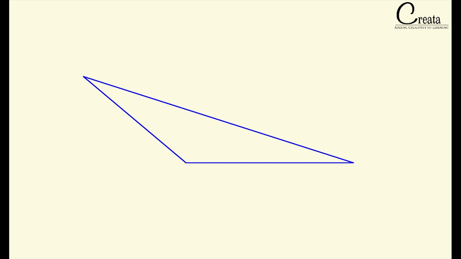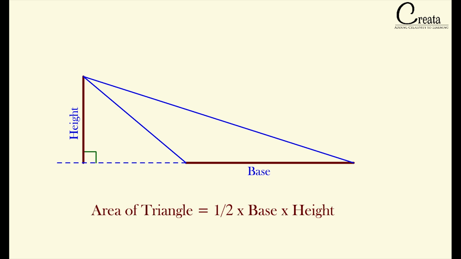Let's take an obtuse triangle. What will be the area of this triangle? Let's take this side as a base. Then what will be the height? This perpendicular distance will be the height of the triangle. Do not worry that this line is going out of the figure. We just need the height of the triangle, that will be the perpendicular distance from the opposite vertex. So for this triangle, area will be half into base into this height.